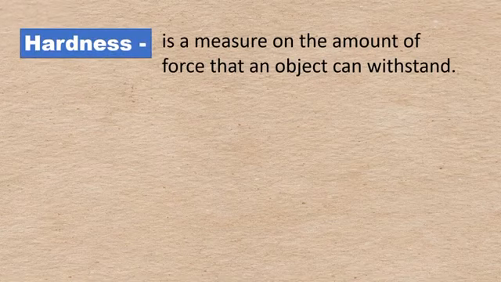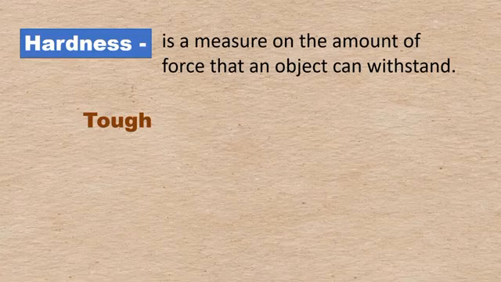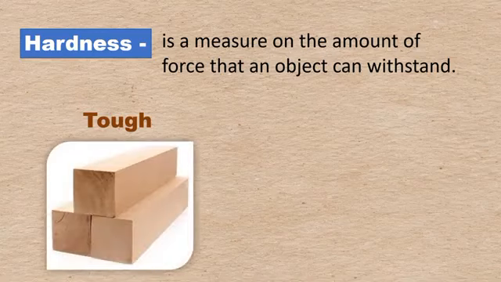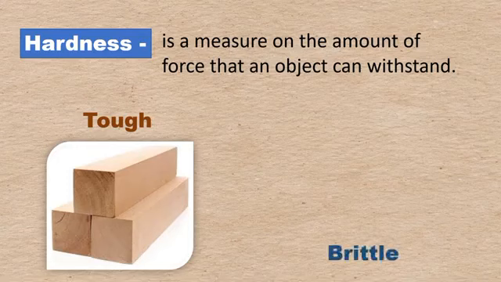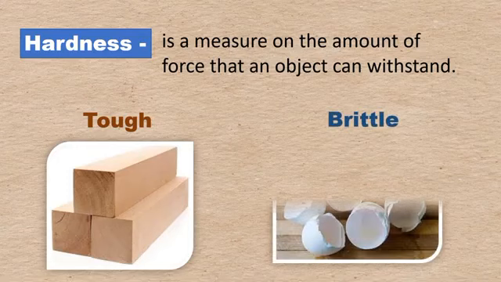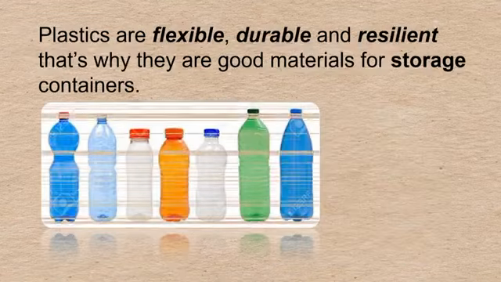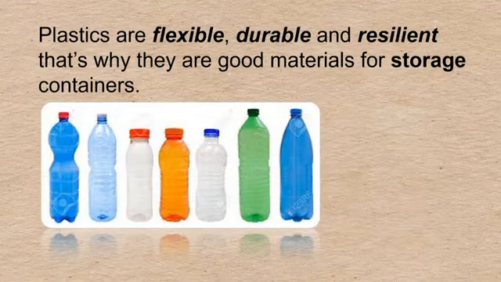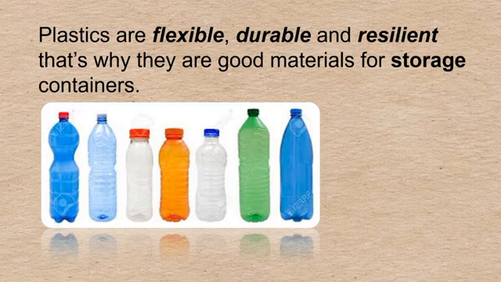Hardness is a measure of the amount of force that an object can withstand. Tough materials like a block of wood will not break easily, in contrast to materials that are brittle like eggshells. Plastics are flexible, durable, and resilient. That's why they are good materials for storage containers.